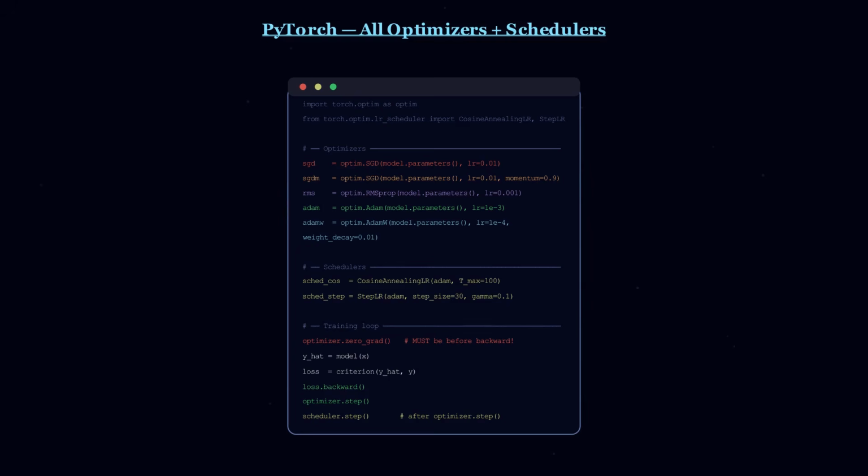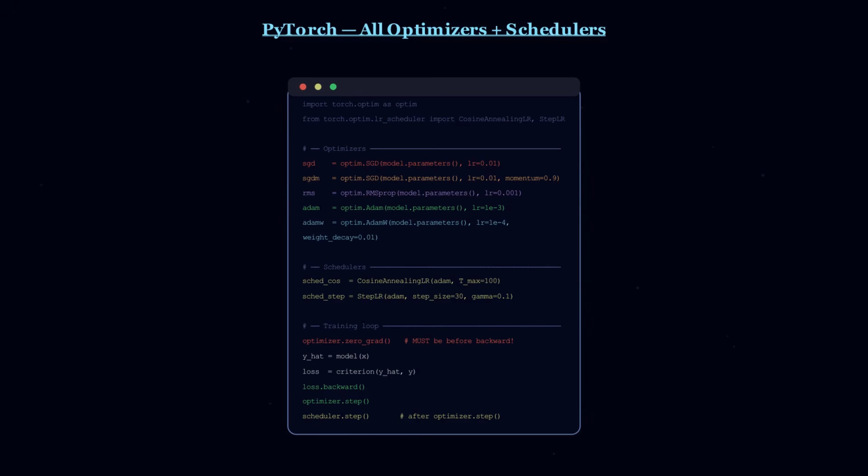Adding a scheduler. Create the optimizer first, then create the scheduler wrapping the optimizer. After each epoch, call scheduler.step. CosineAnnealingLR needs T-max, the number of training epochs. The training loop with scheduler: optimizer.zero_grad, forward pass, compute loss, loss.backward, optimizer.step, scheduler.step. The scheduler adjusts the learning rate automatically. Check optimizer.param_groups[0]['lr'] to see the current rate.